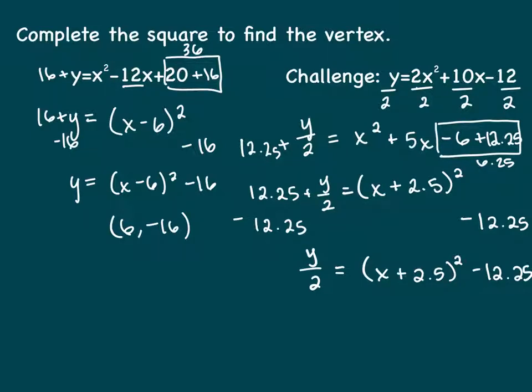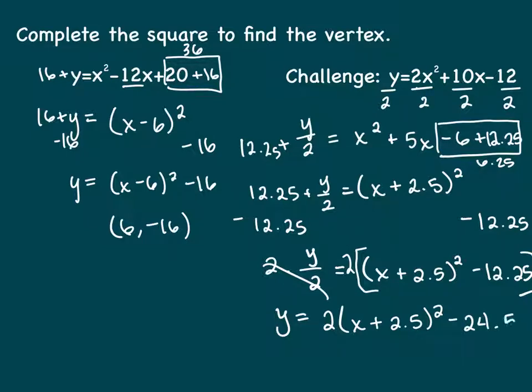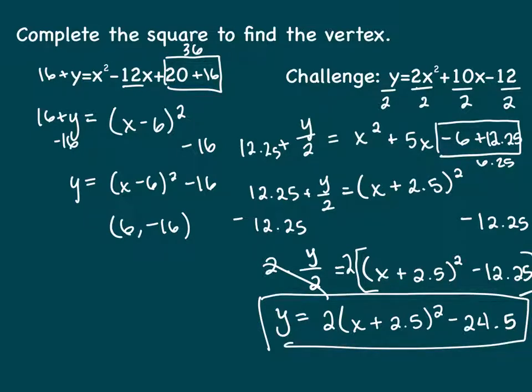Now I have to get rid of that divided by 2. So that means I'm going to multiply everything by 2. And that includes everything. So over here, I've got y equals. Over here, I've got 2 times x plus 2.5 squared. And then 2 times negative 12.25 is going to give me negative 24.5. And that is completing the square. So I have the vertex of negative 2.5, negative 24.5.